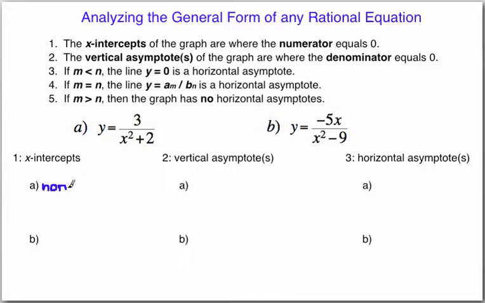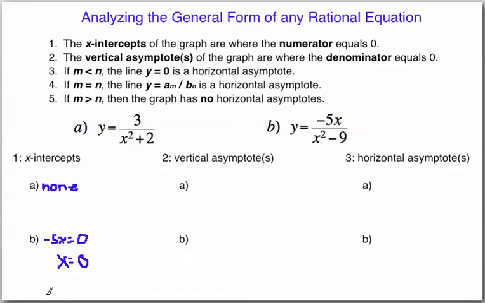Now let's look at B. Here, the numerator is negative 5x. If we set that equal to 0, negative 5x equals 0, then to solve for x we divide both sides by negative 5, and you end up with x equals 0. That tells us there's a point on this graph at the origin, (0, 0), because at the x-intercept y equals 0, and we just found that x equals 0.